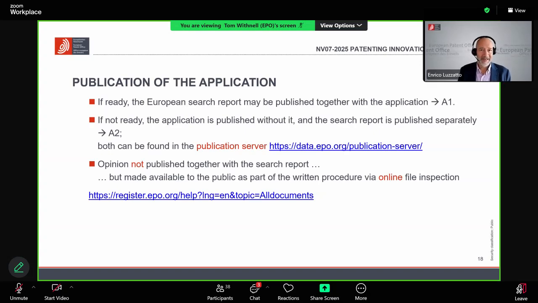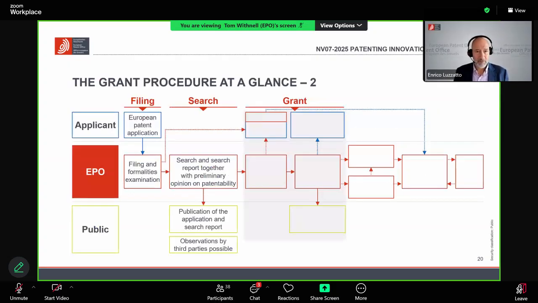So we see here, A is a journal published application. If it's published together with the search report, it's A1. If no search report is yet available, it's an A2. And when the search report gets published, that's an A3. The opinion is publicly available. It's not published, but you have it on the server. Next one, please, Tom. And once the search report is out, the search phase is, of course, over. Next one, please, Tom.